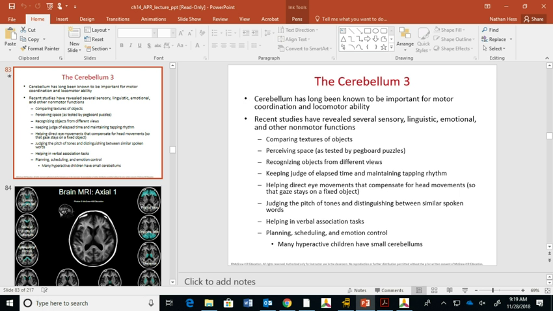To be able to compare textures. So for me to come over and say, with my eyes closed, oh, this is paper, huh? And this, oh, no, this is a plasticky kind of hardness. Are you with me? I'm comparing these two textures, and that's my cerebellum helping to make that judgment between them.